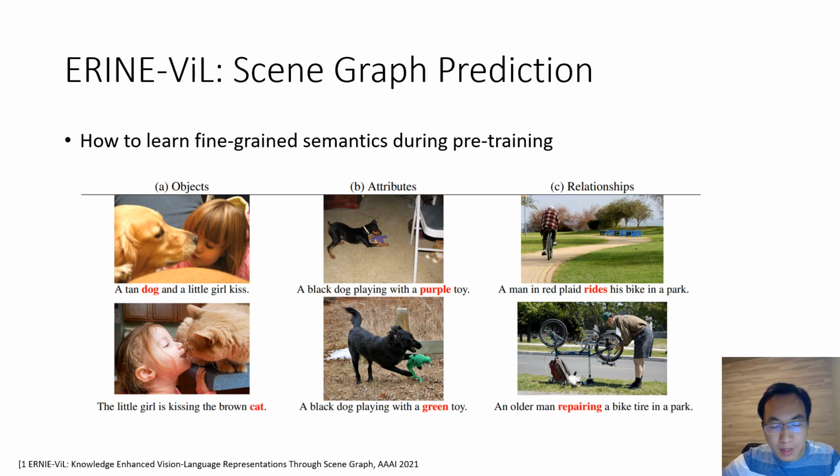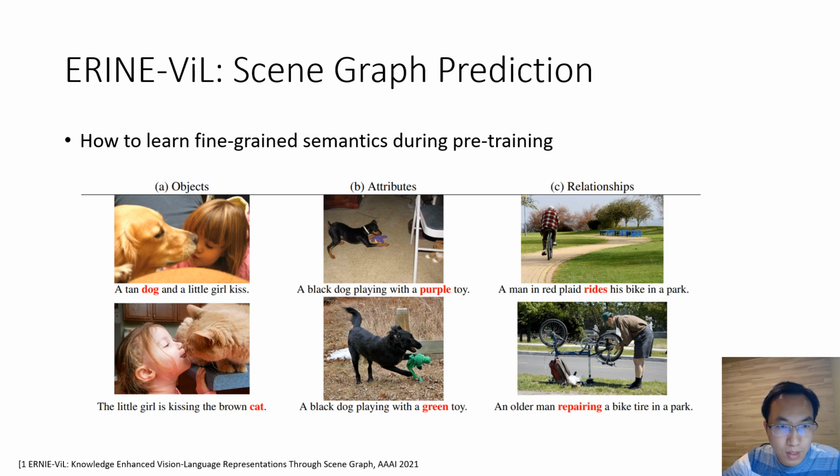This is another paper accepted in AAAI this year. In this paper, they also achieved very good VQA performance. So the key idea is the following. In masked language modeling, the words are randomly masked. And in this ERNIE-ViL paper, which is by Baidu, the authors propose another pre-training task they call scene graph prediction. So basically, they try to learn fine-grained semantics during pre-training. They argue the fine-grained semantics can be hidden inside the objects, attributes, and the relationships between the objects, which basically define the scene graph prediction task.